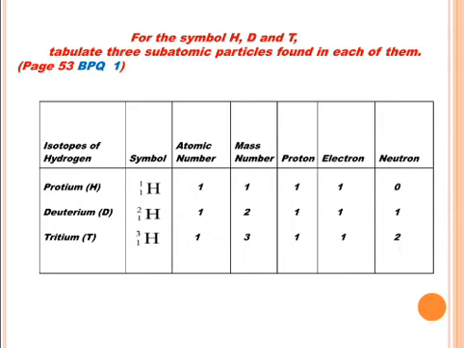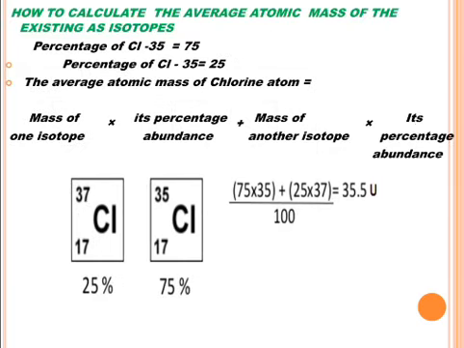So students, in exams you can be asked a question like: name the isotope of hydrogen that contains no neutron. The answer is protium. And the isotope of hydrogen that contains only one neutron, that is deuterium. And the isotope of hydrogen that contains two neutrons, the answer is tritium.